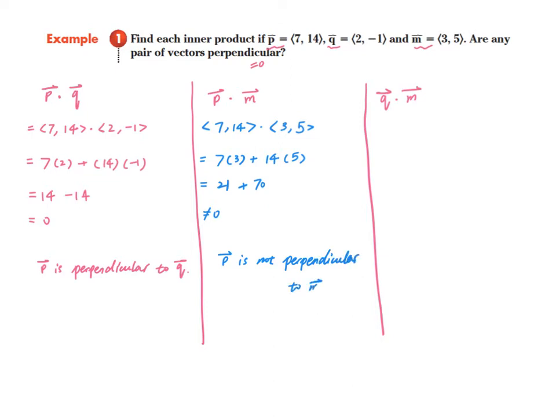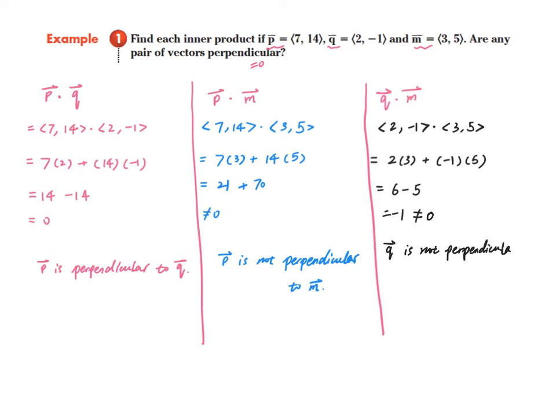At the end, we need to check if Q is perpendicular to M. Q is (2, -1) dot M, which is (3, 5). Multiply the x with x, 2 times 3, plus y with y. So 6 minus 5, which is 1, is not equal to 0. So we say that vector Q is not perpendicular to vector M.